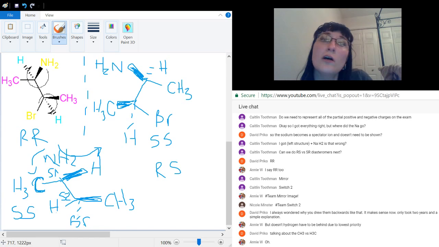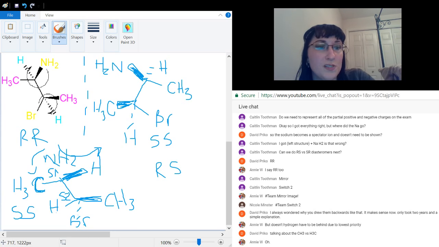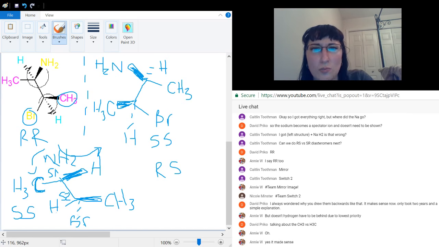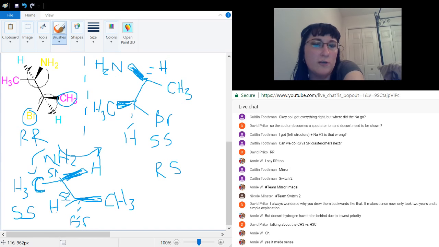Oh, and Annie, if you're really wanting to make sure that you can double check your work and tell the stereochemistry when you flip 2 groups, then flip the other 2. Flip like the methyl and the bromine, so that way the hydrogen's still pointing behind. It doesn't matter however you want to do it.